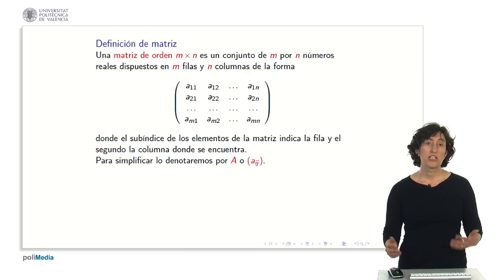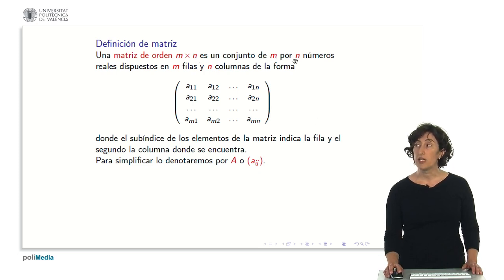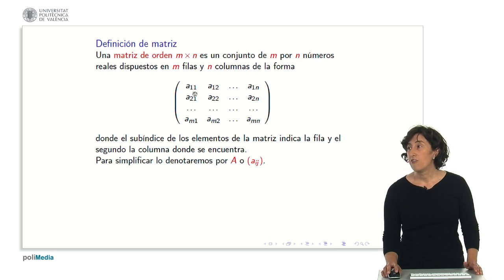So, first, what is a matrix? We are going to call a matrix of order m times n a set of m by n numbers arranged in m rows and n columns. That is, m represents the number of rows I have, 1, 2, 3, 4, up to m, and n represents the number of columns, 1, 2, 3, 4, up to n. The subindex of the elements of the matrix indicates the position: the first indicates the row, and the second indicates the column where the element is located.